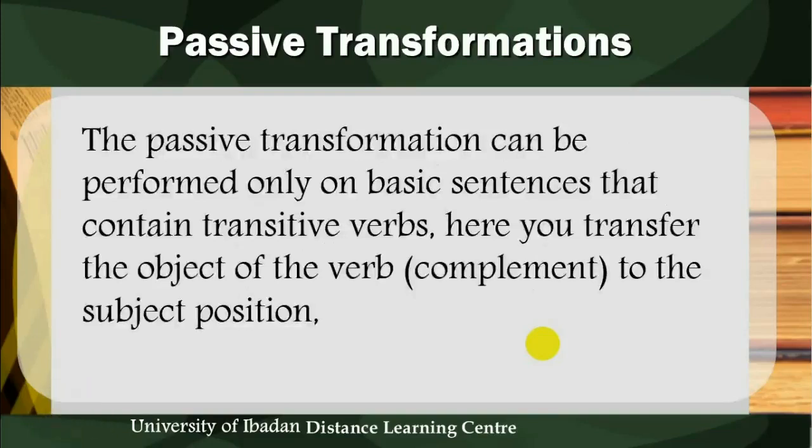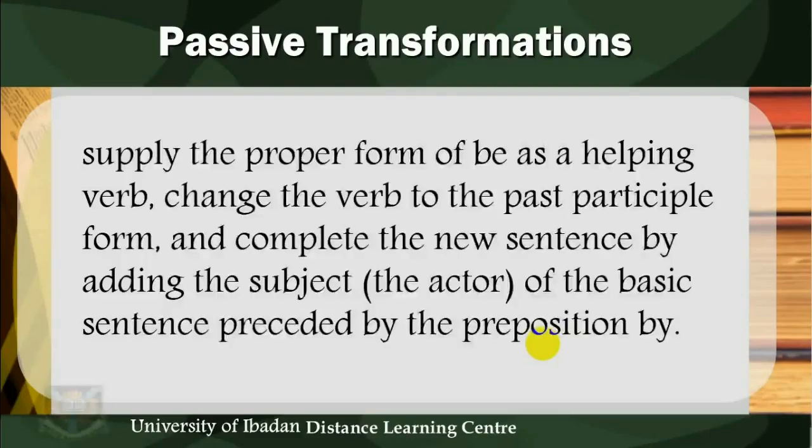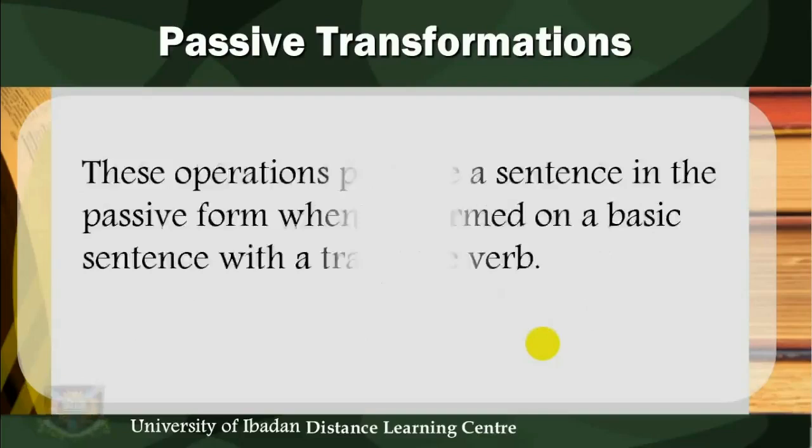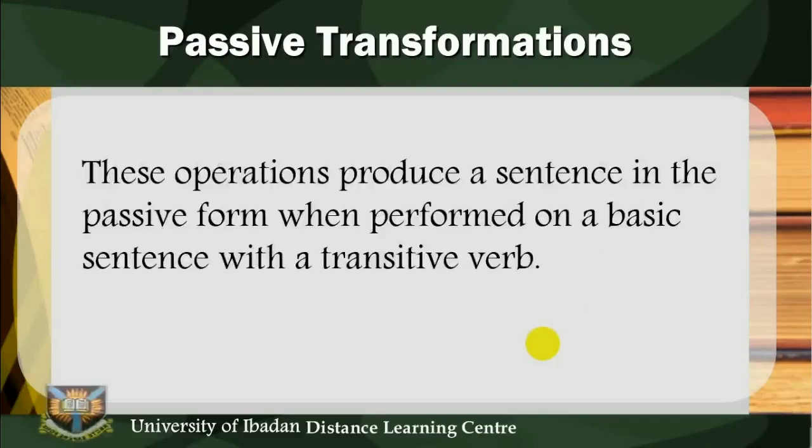The passive transformation can be performed only on basic sentences that contain transitive verbs. Here you transfer the object of the verb, the complement, to the subject position. Supply the proper form of be as a helping verb. Change the verb to the past participle form and complete the new sentence by adding the subject, the actor, of the basic sentence preceded by the preposition by. These operations produce a sentence in the passive form when performed on a basic sentence with a transitive verb.